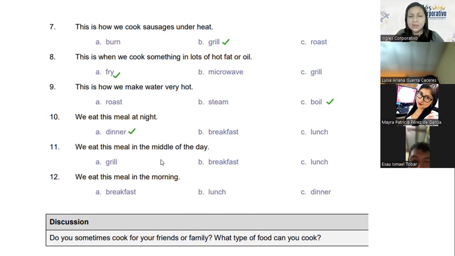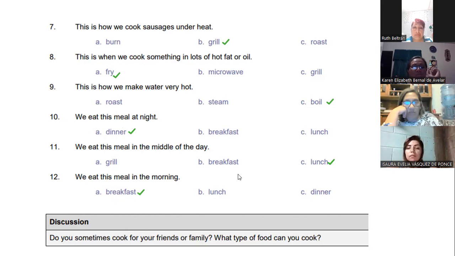We eat this meal in the middle of the day. Lunch. We eat this meal in the morning. Breakfast. Okay. Question. Do you sometimes cook for your friends or family? What type of food can you cook? Who would like to participate?